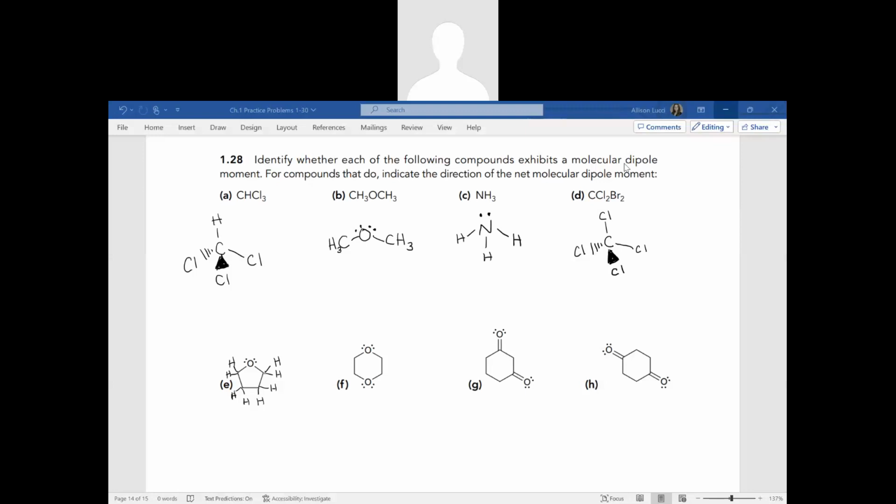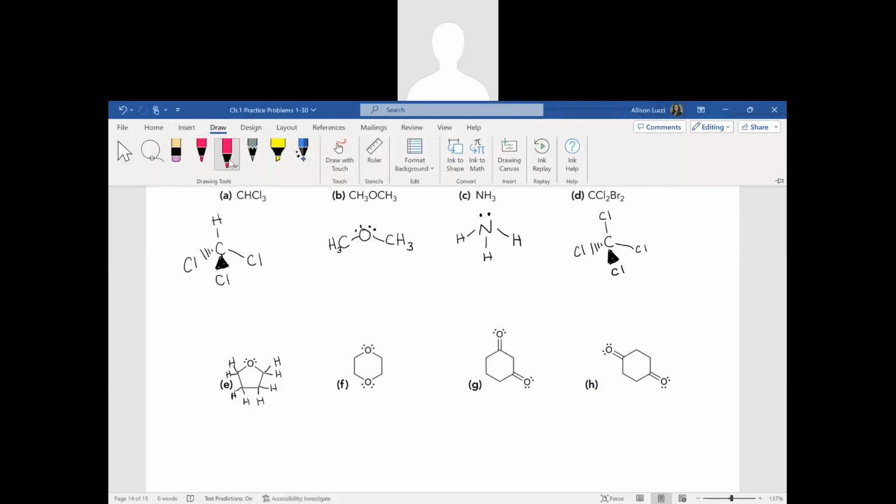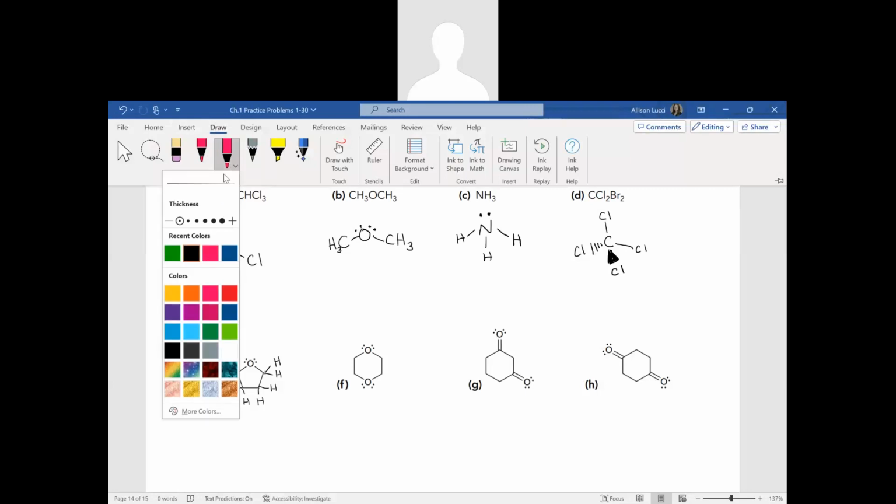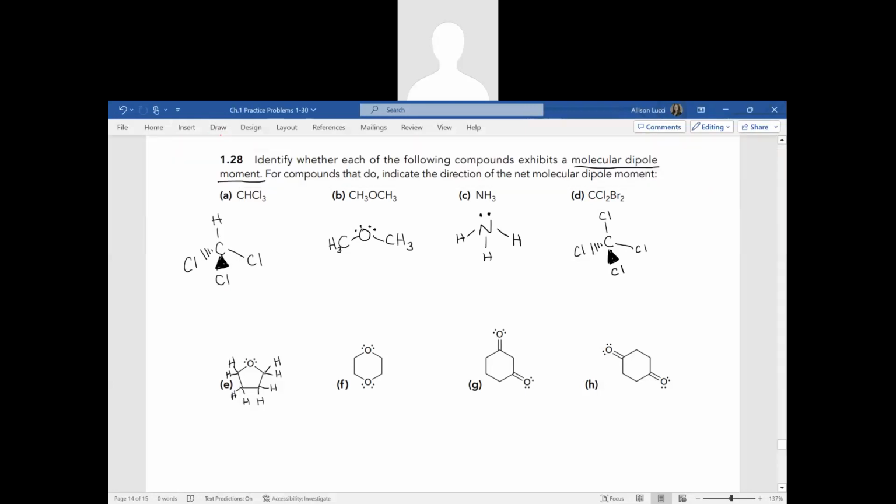This next problem from Chapter 1, Problem 28, asks us to identify whether or not these compounds below have a molecular dipole moment. That's the key term here: a molecular dipole moment. Because we know that we can have polar covalent bonds, and they can actually cancel each other out. So we're going to look for the overall molecular dipole moment if it exists, and then note the net dipole moment direction.